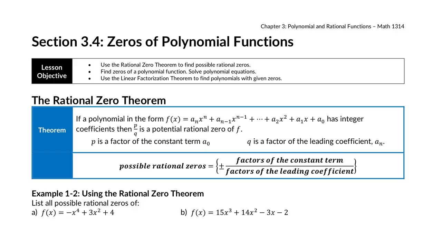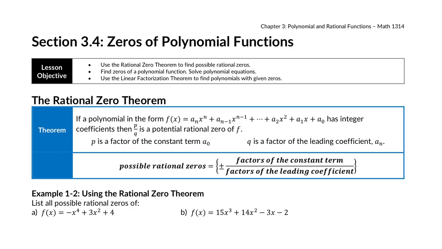So we need a few more tools in our toolkit to be able to solve and find the zeros of higher degree polynomials. One of the theorems that we can use to find potential zeros for a higher degree polynomial is called the rational zero theorem, or the rational root theorem, sometimes it's called. And it basically says if a polynomial is written in standard form, that's what all of that is, and has integer coefficients, then p divided by q is a potential rational zero of f.